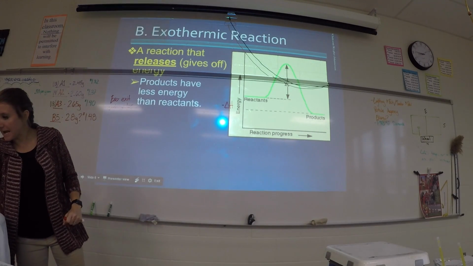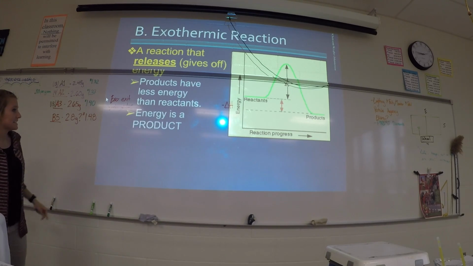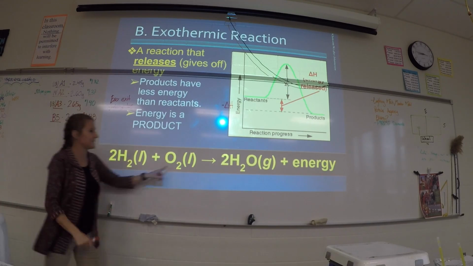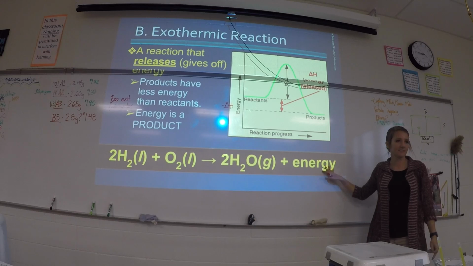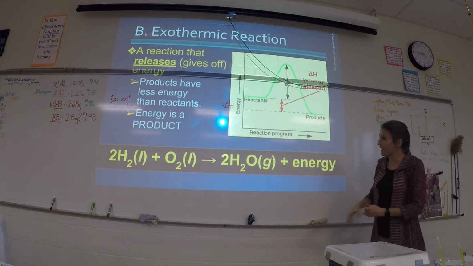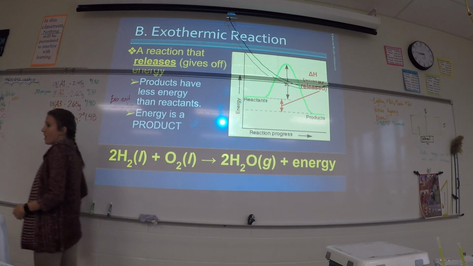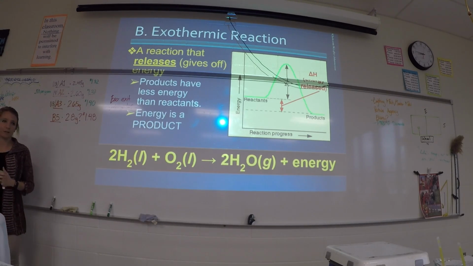All right, so if the products are always less than the reactants and energy is being released in an exothermic reaction, it would look something like this, where the energy is after the arrow. So write this in your example box. So exothermic reactions always will have the energy on the product side. The energy's on the product side, you know it's exothermic.